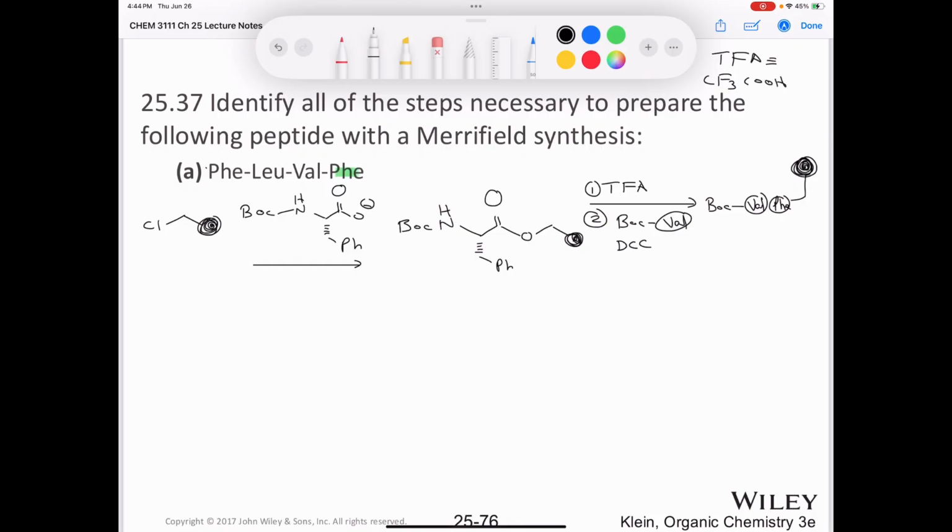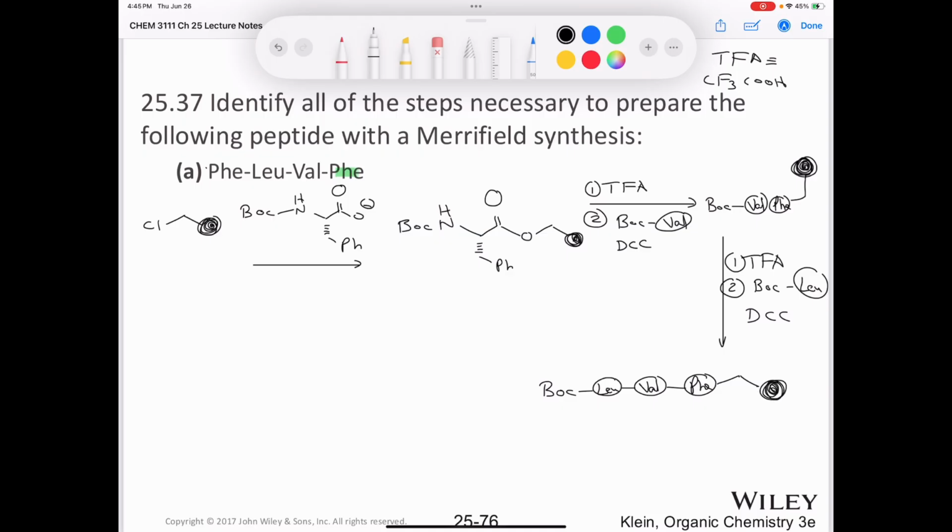Okay, so let's add the leucine. So to add the leucine, remember we need to remove the Boc first, so that's going to be TFA, trifluoroacetic acid. Then we're going to add the Boc-protected leucine, so I'll just put here Boc leucine like this. And we need our DCC, of course. And so now we're going to have our Boc group, and it's going to be attached to our leucine, which is attached to our valine, which is attached to our phenylalanine, and of course that's tethered to the polymer.